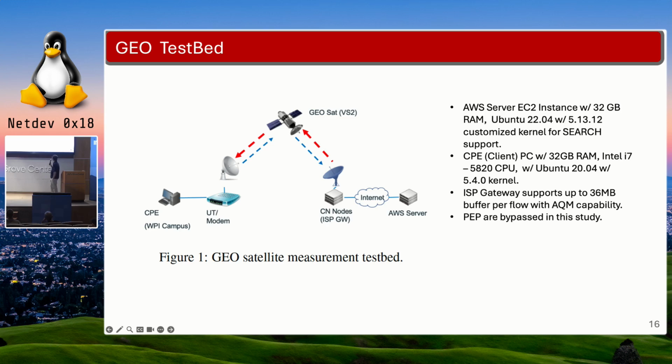One thing I want to mention is that for the ISP, WireSat in this case, we have the AQM. We have a very large buffer per flow, around 36 meg. After you reach 50% capacity, it starts random dropping.